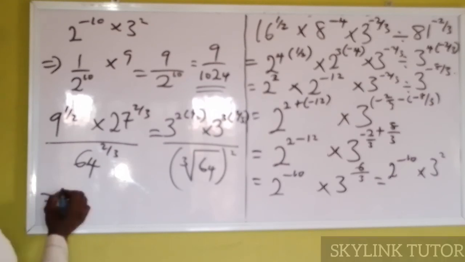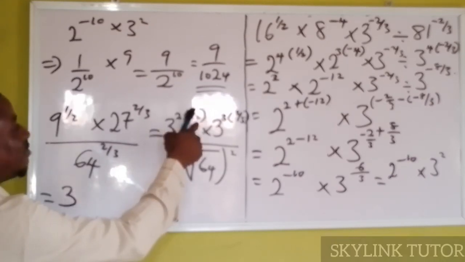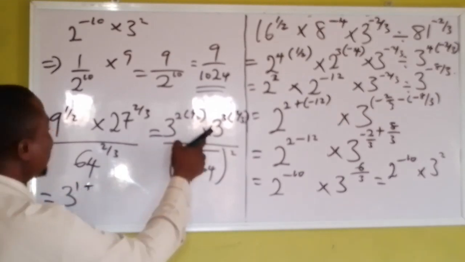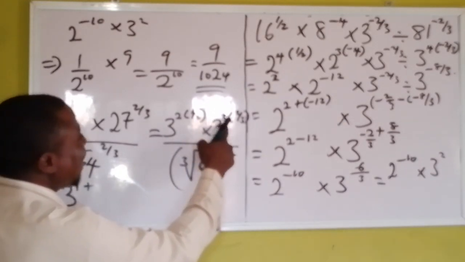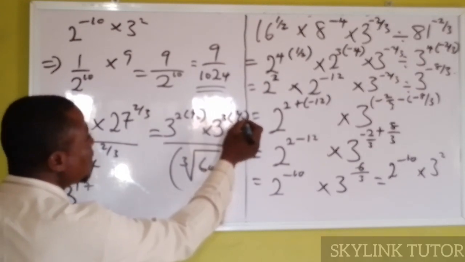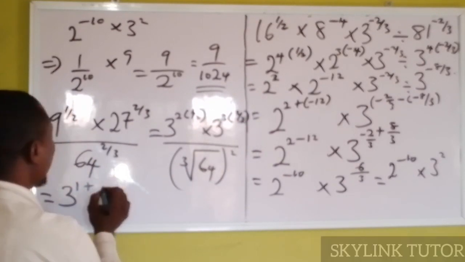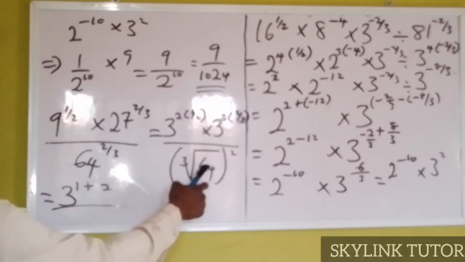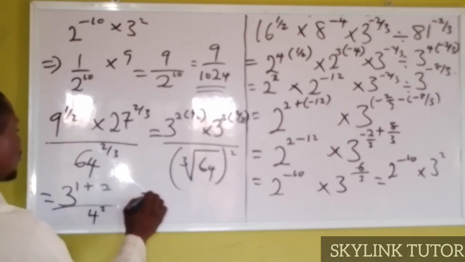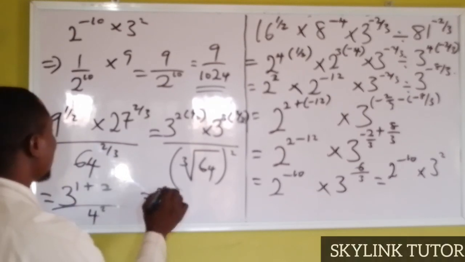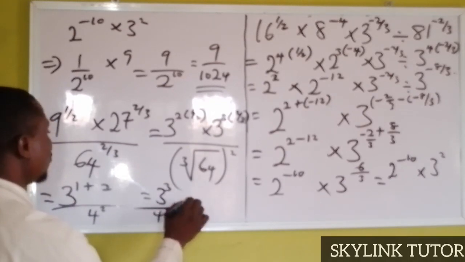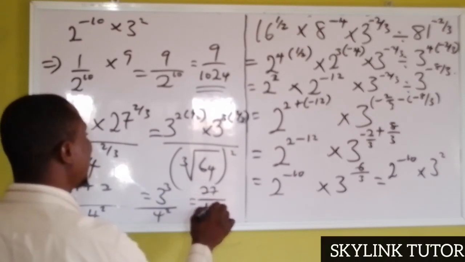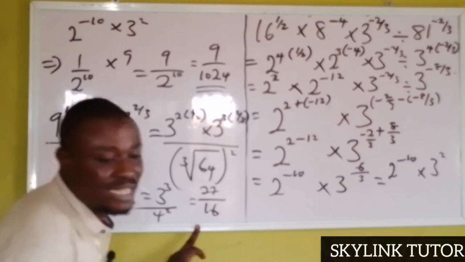So what we are going to do here is to say you have 3 here. 2 times half is 1. Why your times change to plus? 3 times 2 over 3 is 2 because the 3s here cancel out. Then you have 2. Everything divided by 4 raised to power 2. So you are now left with 3 raised to power 3 divided by 4 raised to power 2, which actually becomes 27 over 16. So you can leave your answer this way.